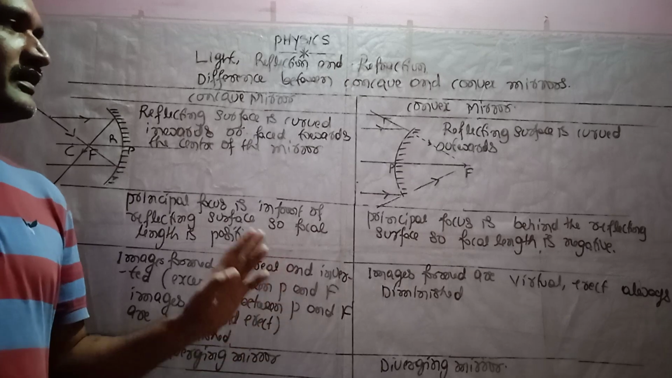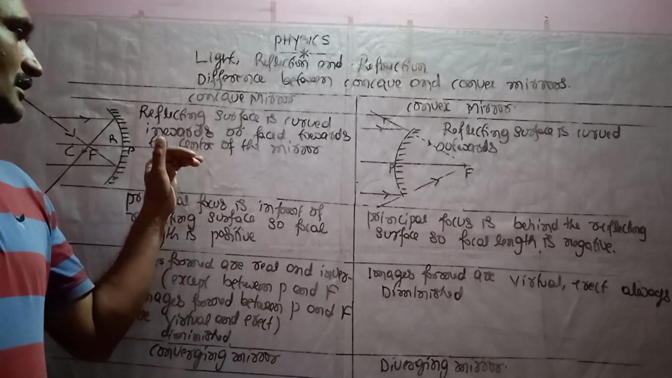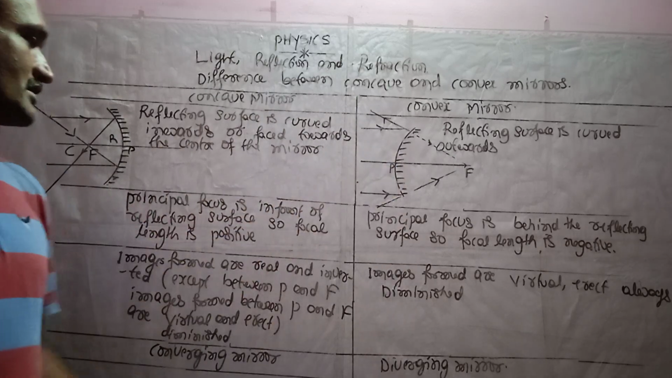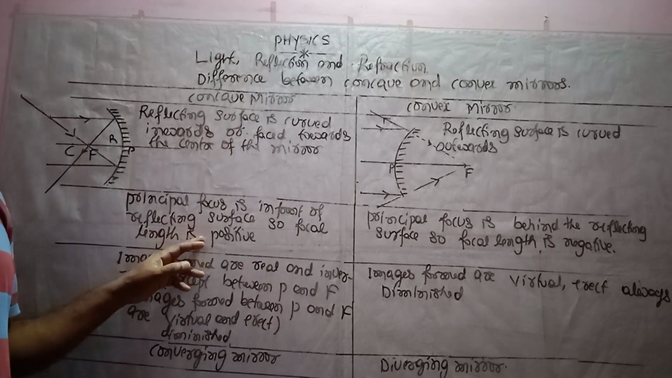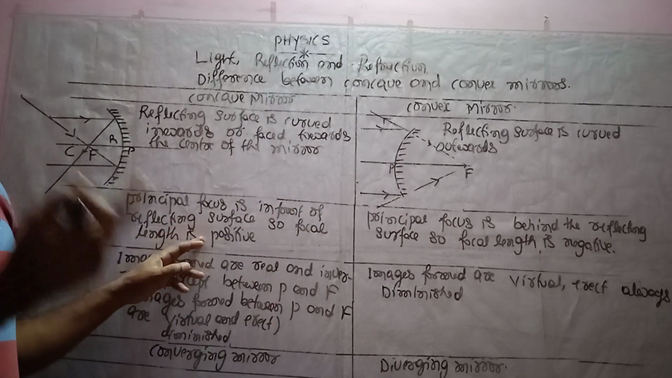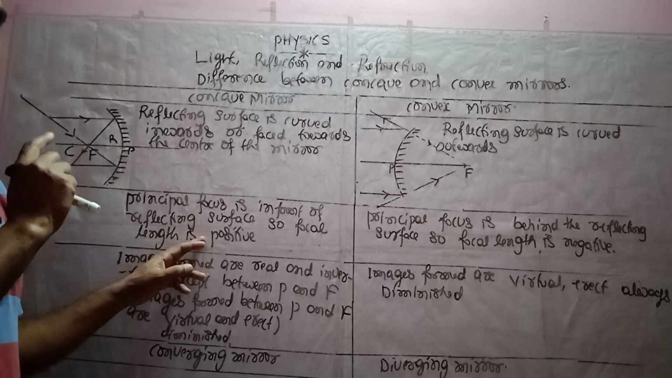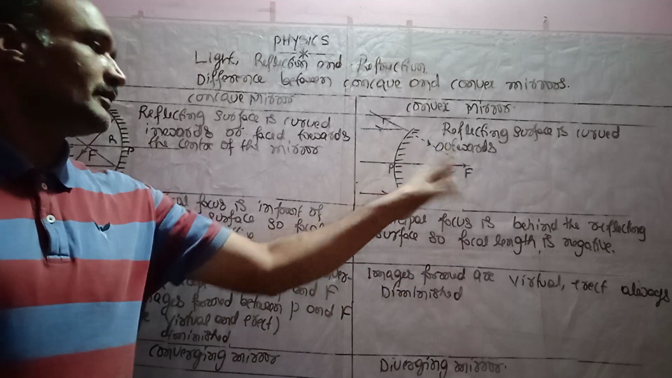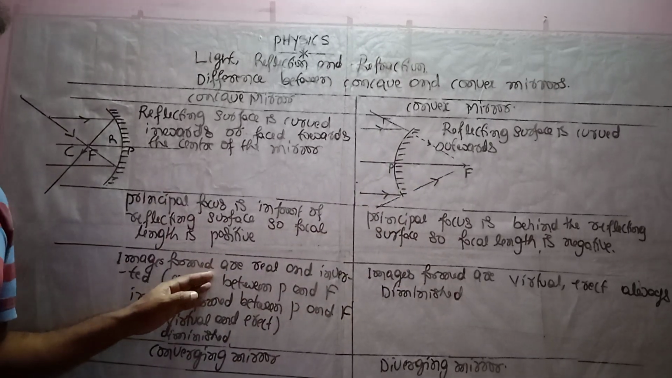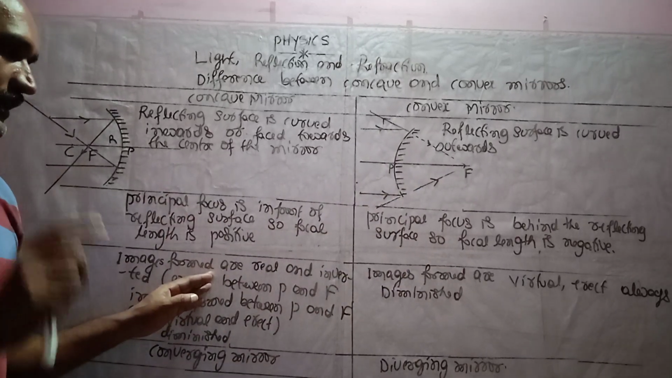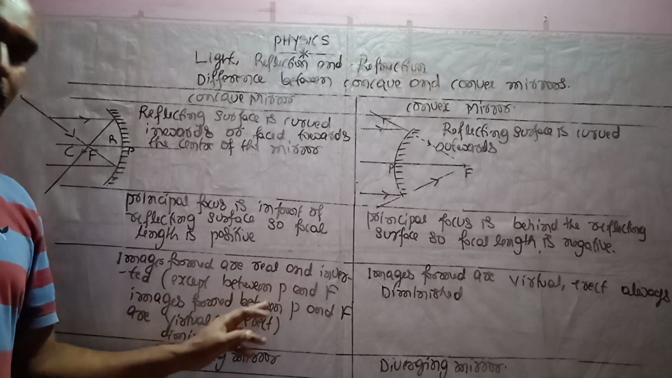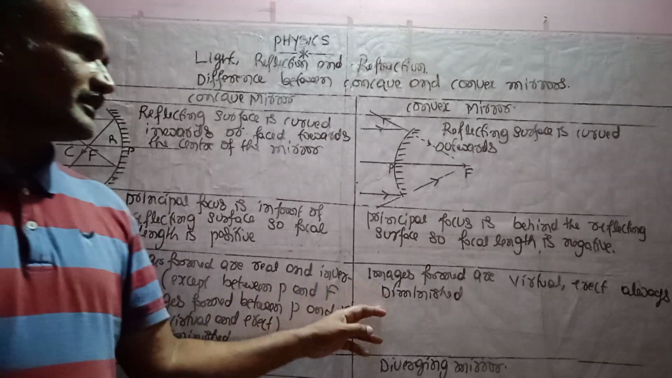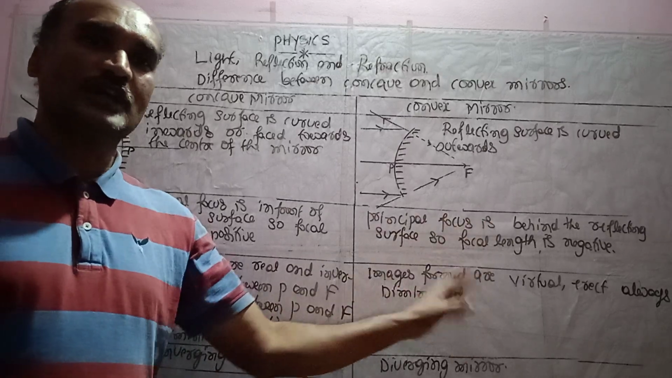Try to understand these differences, dear student. In the concave mirror the reflecting surface is curved inwards; in the convex mirror it is curved outwards. In the concave mirror the focal length is positive, as the focus lies in front of the reflecting surface; in the convex mirror the focal length is negative, as the focus is behind the mirror. Images in the concave mirror are usually real and inverted, except between P and F, where they are virtual and erect. In the convex mirror, images are always virtual, erect and diminished.